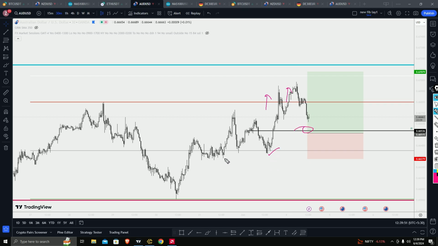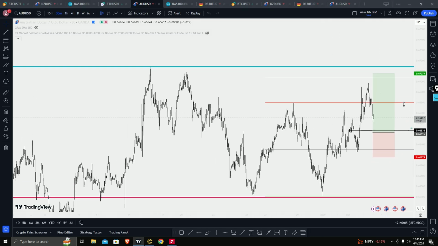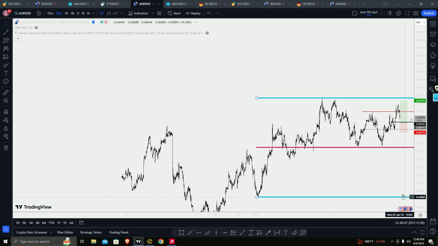Expect the low of the week to hold. Give it a bit of a buffer, right? 2 pips approximately. And target the 1.2x extension. You can also target the last month's high. Okay, the blue is the last month's high. And yeah, that's it for the trade, right?